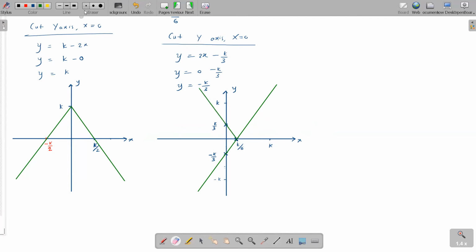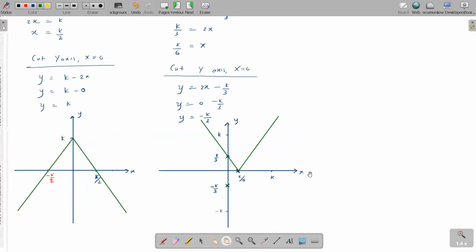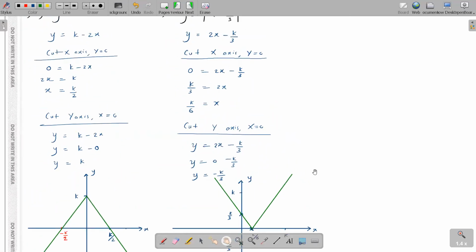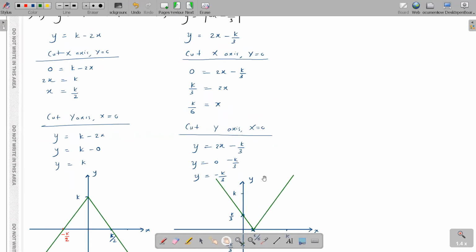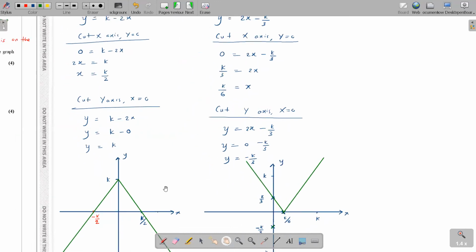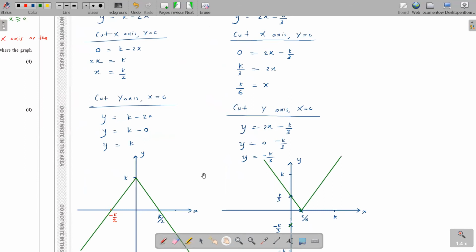And then this other part of the graph should be erased. Okay, so this is going to be erased. So this is the modulus graph. Okay, so this is the modulus 2x minus k over 3 graph. And one more thing that I really want you all to do here is, the moment you draw the graph, we need to individually give the names of the lines as well.